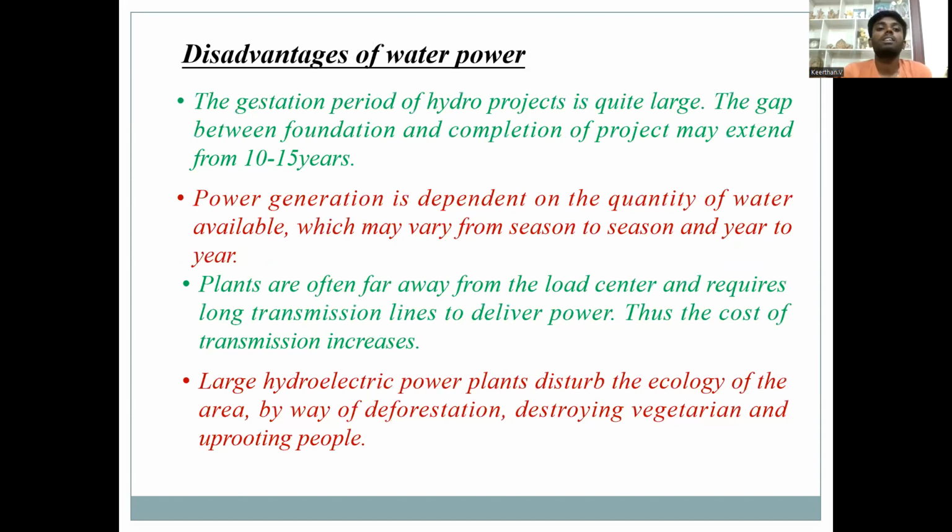Now, heading to disadvantages. The gestation period of hydro projects is quite large. The gap between commencement and completion of projects extends from 10 to 15 years, which is a huge time period. Then, power generation is dependent on the quantity of water available, which may vary from season to season and year to year. Plants are often far away from the load center and require long transmission lines to deliver power. Thus, the cost of transmission increases. Large hydroelectric power plants disturb the ecology of the area by way of deforestation, destroying vegetation, and uprooting people.